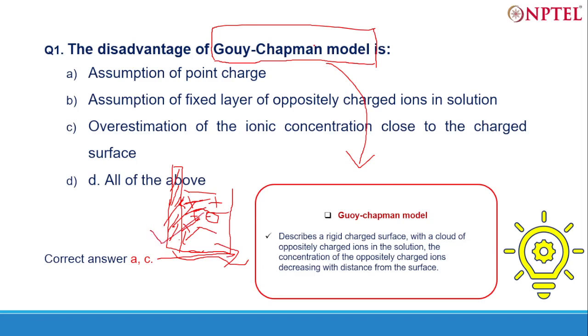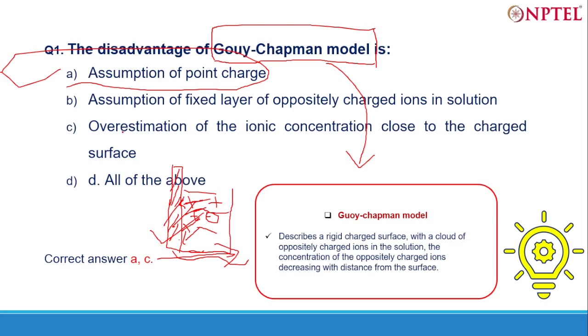So for the Gouy-Chapman model, what is the disadvantage? Basically, the disadvantage of the Gouy-Chapman model is that it assumes a single point charge. So this is a major disadvantage. Second is the assumption of a fixed layer of oppositely charged ions in solution. It is not fixed, it is actually in the solution. So if there are ions in the solution, they will be moving.